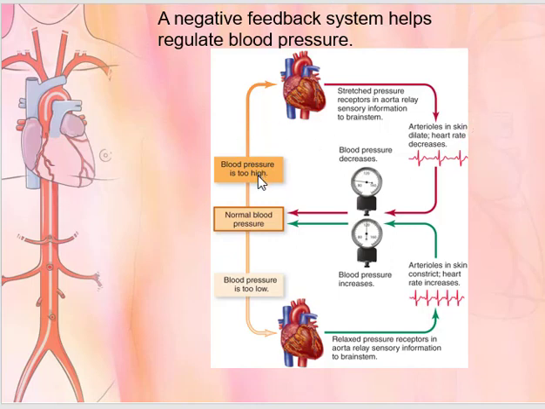So, blood pressure is too high. A receptor, a nerve ending, tells your body that it's too high. So the arterioles in the skin dilate, meaning that the lumen becomes larger. As the lumen becomes larger, it lowers blood pressure and your heart rate will decrease.